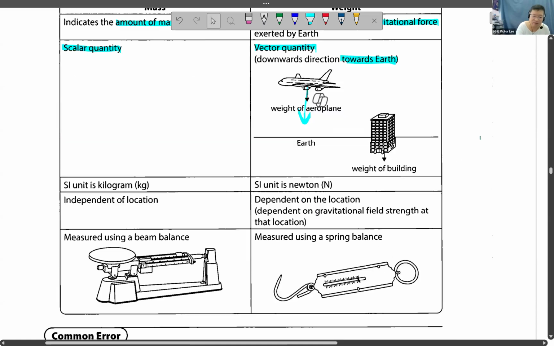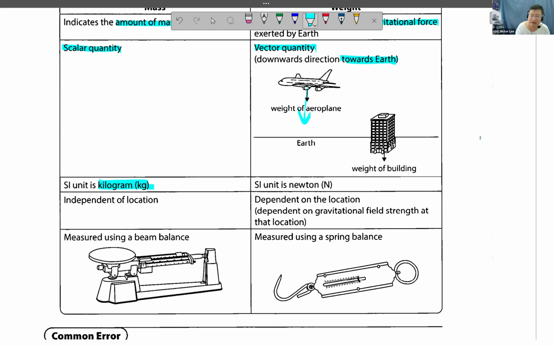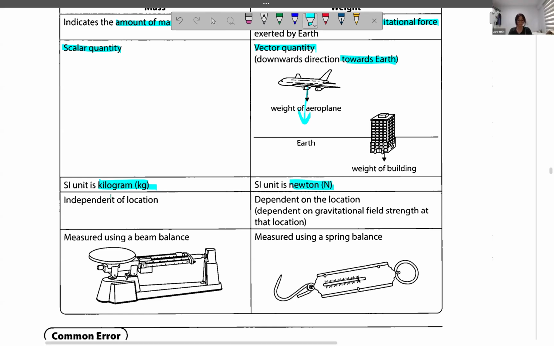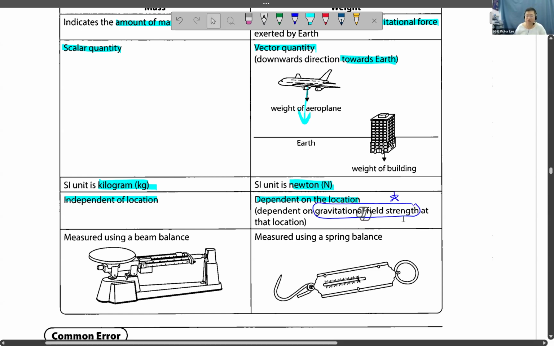The mass is kg for SI unit. The weight is Newton. Mass is independent of location. You don't care where you go, even on the moon or on Mars, they are still the same kg. But weight depends on the location. It depends on the gravitational field strength. The greater the gravitational field strength, the greater is the weight.